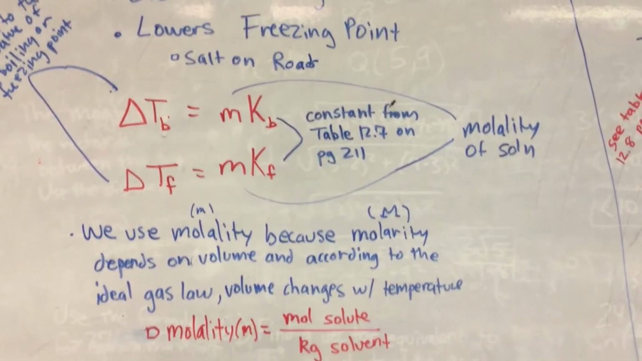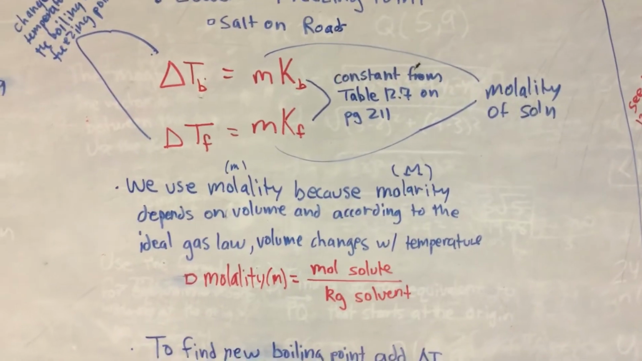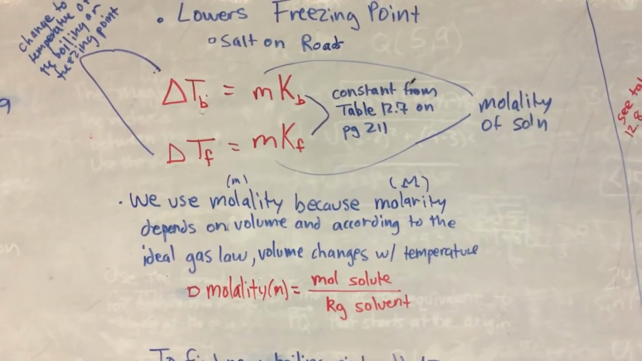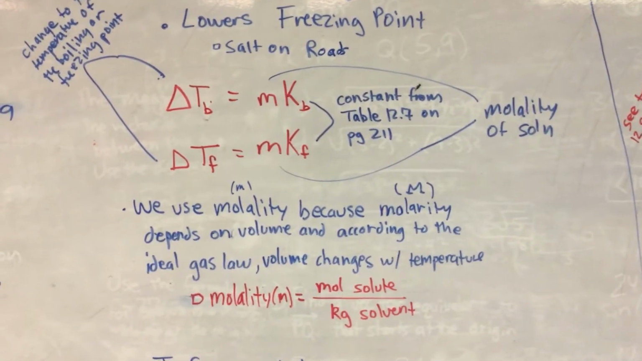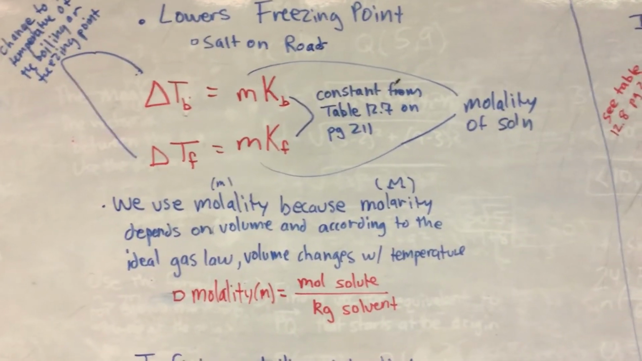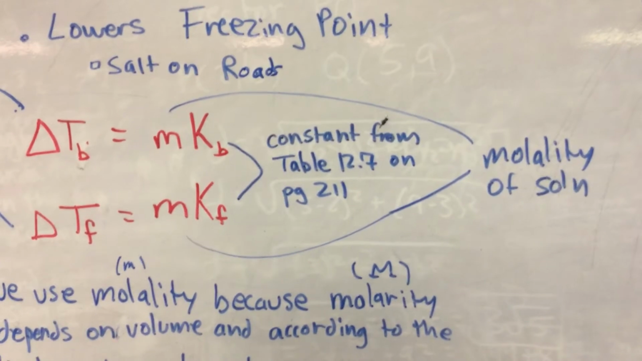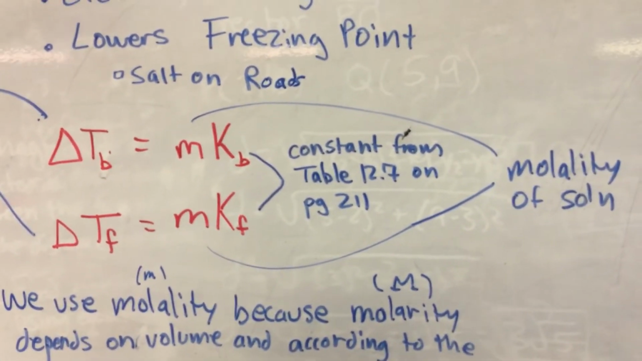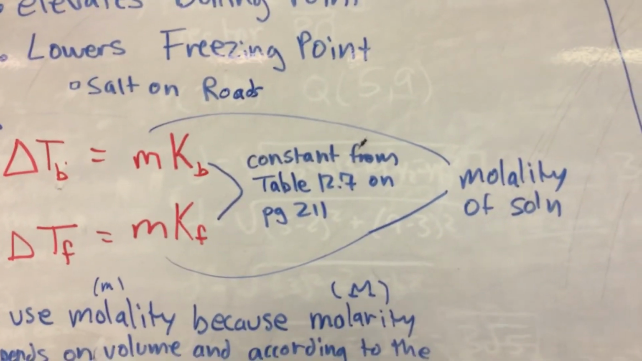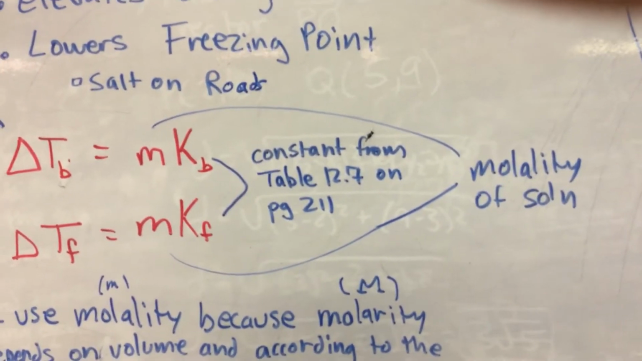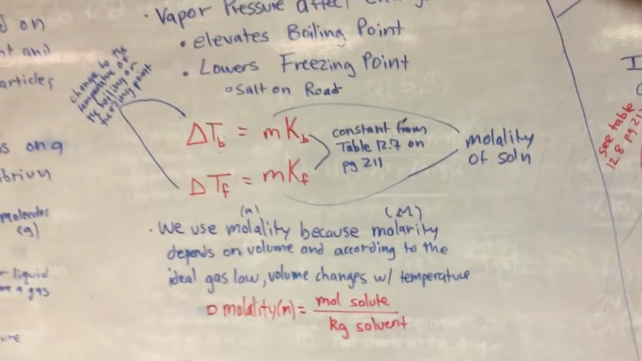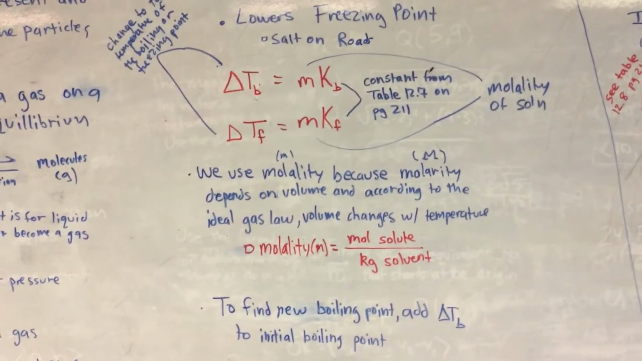M stands for molality. Molality is equal to the moles of solute over the kilograms of solvent. We did some problems finding molality, now we get to use them. This Kb and Kf, don't worry about it, it's just a constant from table 12.7 in your book. That's on page 211. All you have to do is look up that value, you don't have to calculate it.